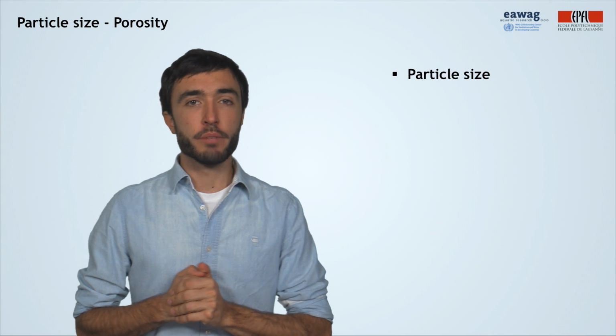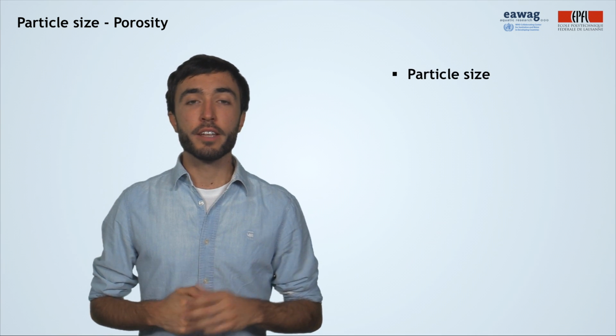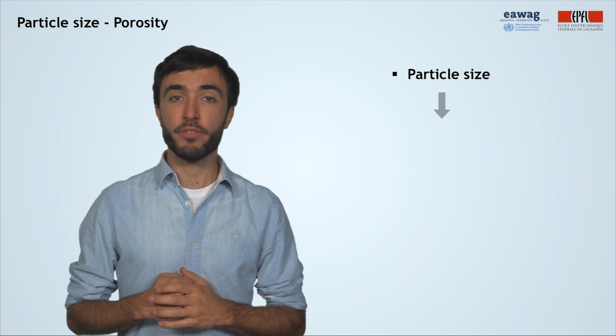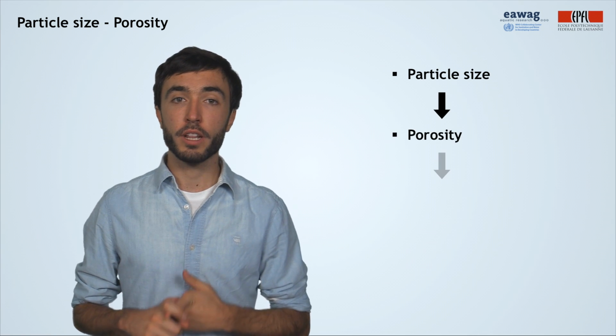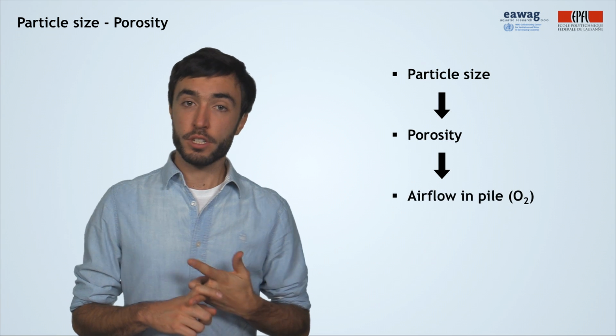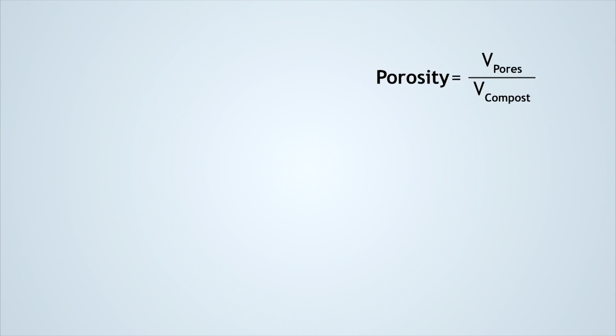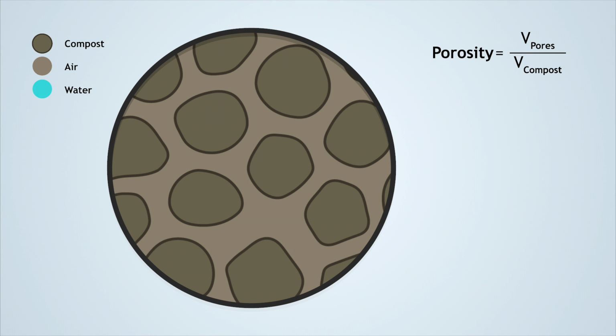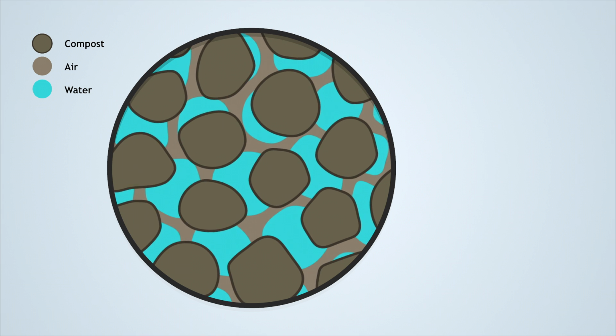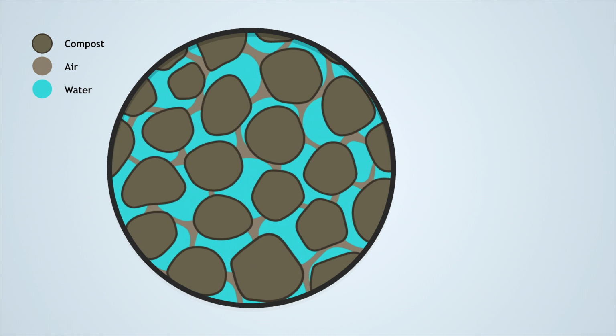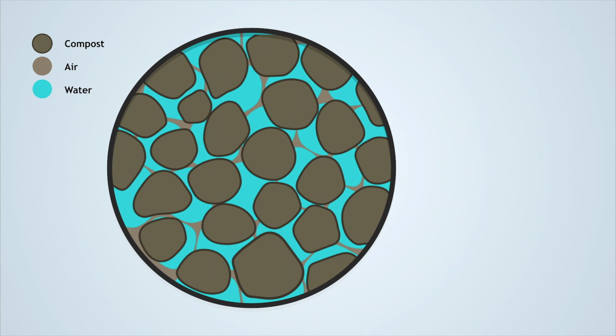The next parameter is the particle size of the feedstock. This is a very important parameter because it will affect the porosity and consequently airflow within the pile, influencing the oxygen level, which is key for the microbial activity. Porosity is defined as the volume of pores divided by the total volume of compost. Some of those pores will be filled with air and the rest with water. During the composting process, the volume of the pile is normally reduced by compaction and size reduction, reducing the pore size and consequently the air-filled porosity.